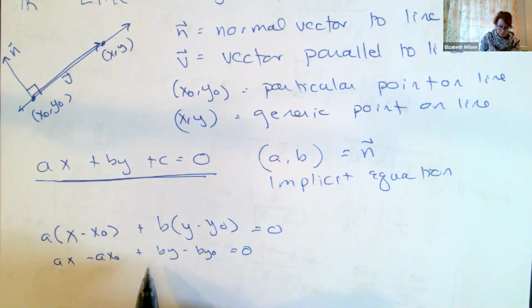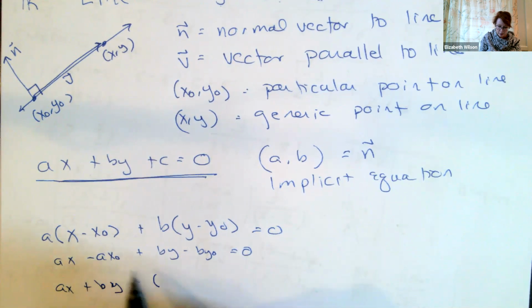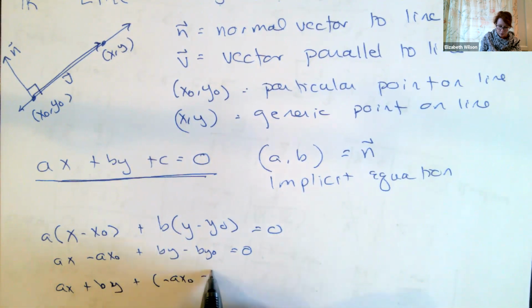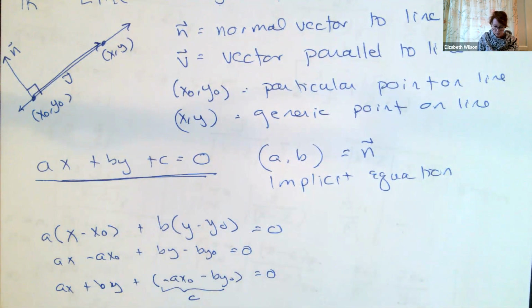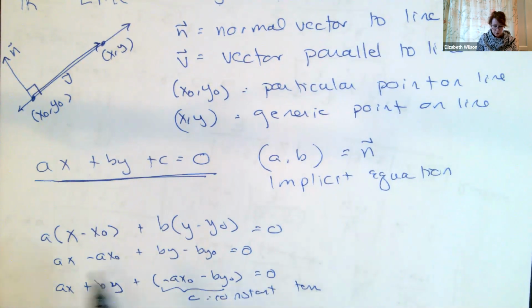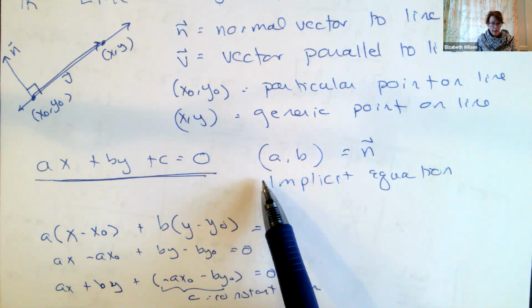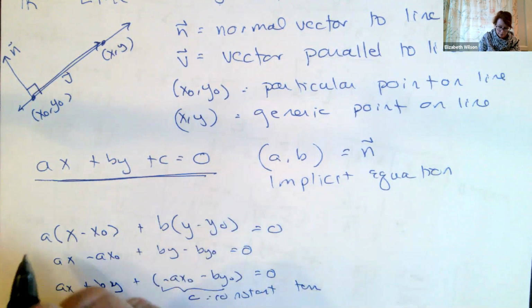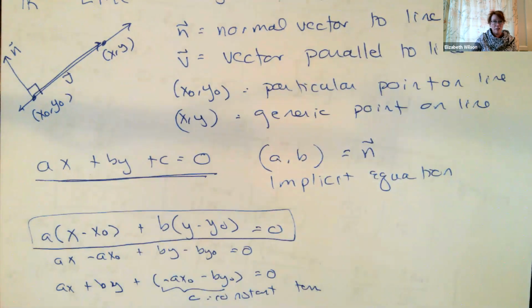So ax plus by, plus, I'm going to put these together, minus ax naught minus by naught. This here is our c. It's a constant term. These are just numbers. It doesn't matter that they're negative. They could be negative, positive, whatever. It's just a constant term. a and b, remember, are the components for your normal vector. x naught, y naught are your specific point that anchors this line in space.